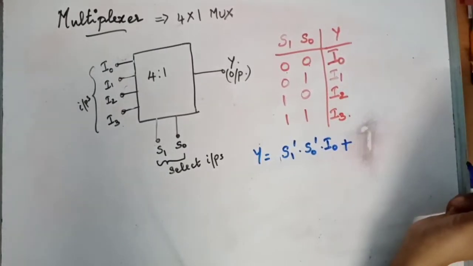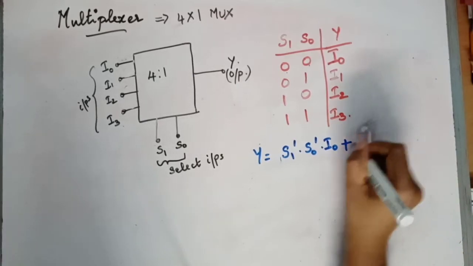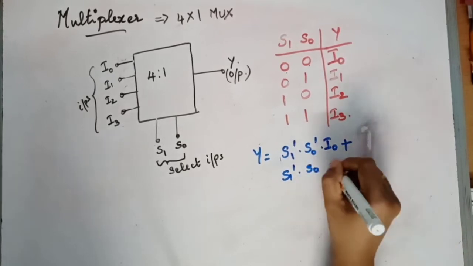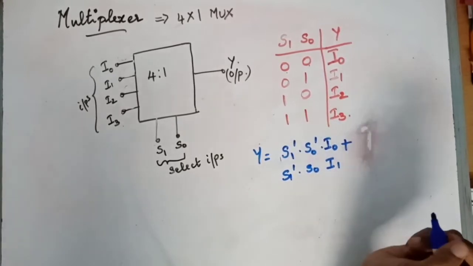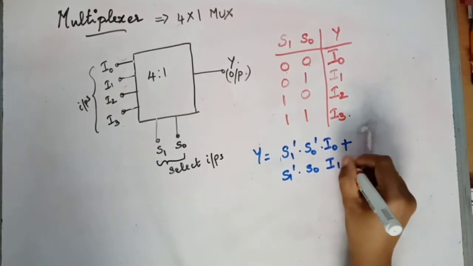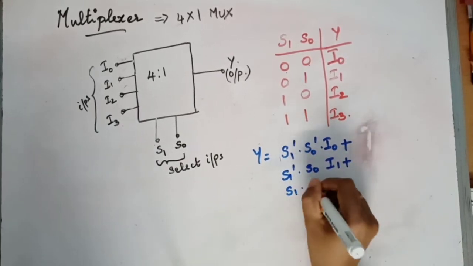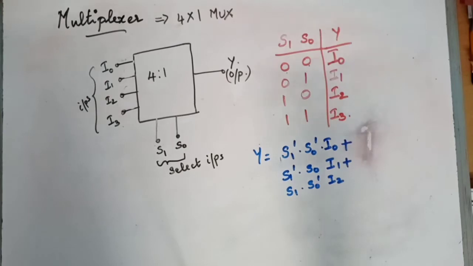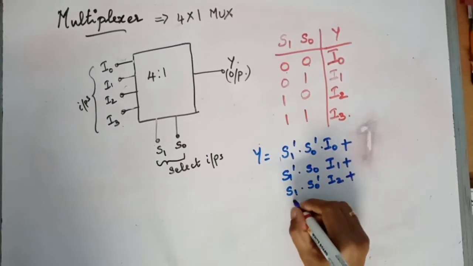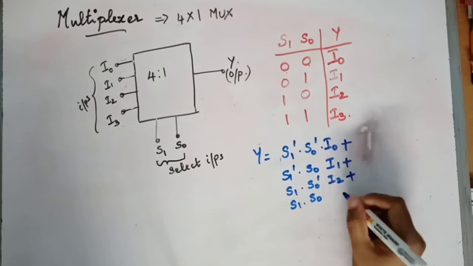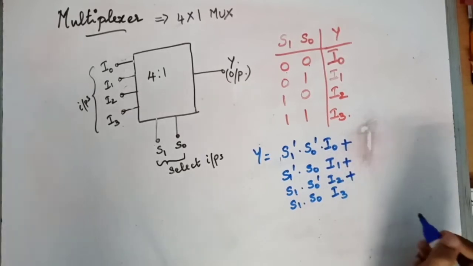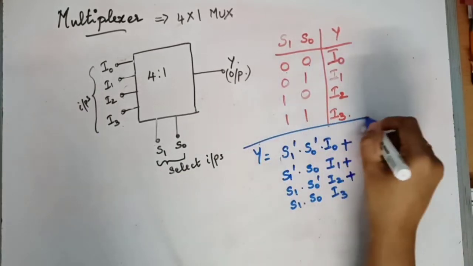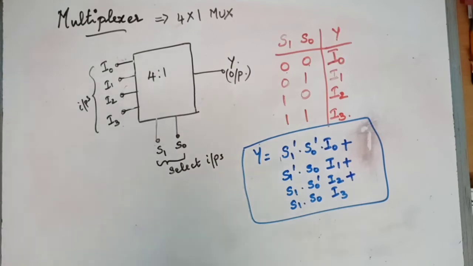Or if S1 is 0 and S0 is 1, then whatever is there in I1 will come to Y. Or if S1 is 1 and S0 is 0, then whatever is in I2 will come to Y. Or if S1 is 1 and S0 is 1, then whatever is in I3 will come to Y. So this is my Boolean expression or logic expression.